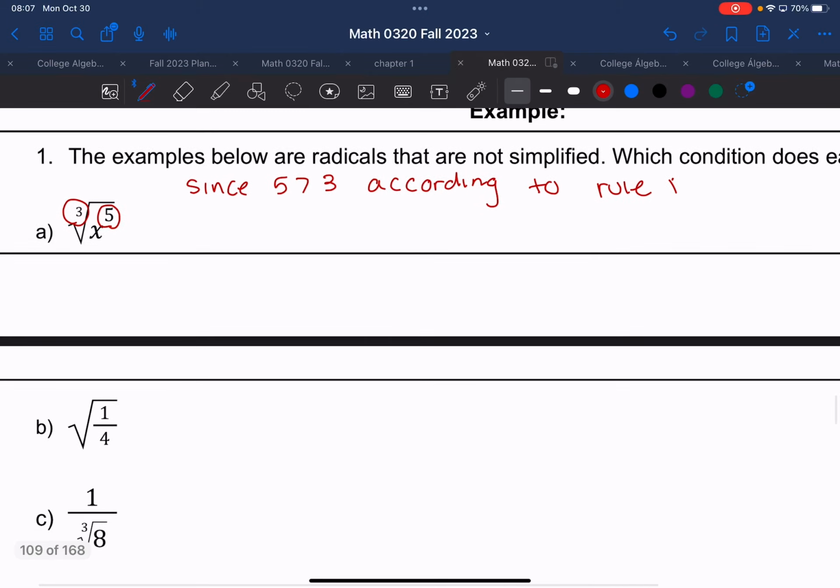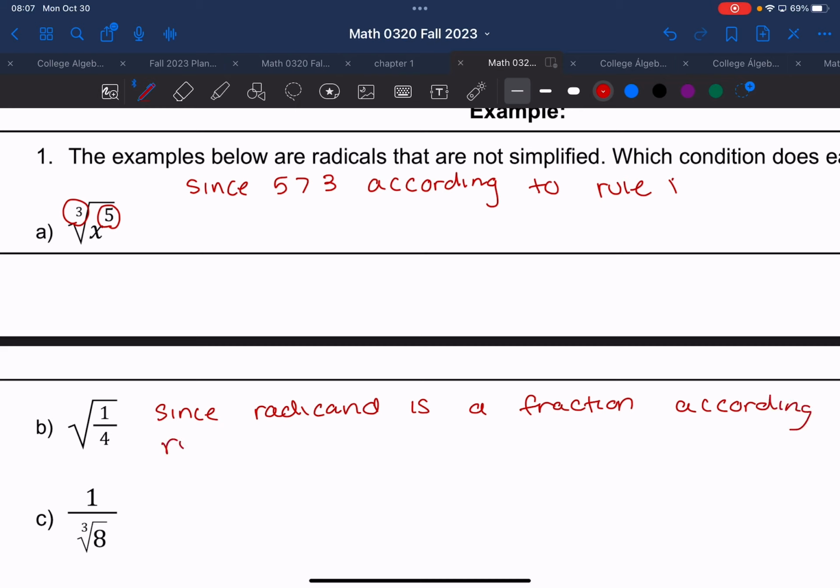Okay. Why can't B be simplified? It's a fraction, and what rule says we can't have a fraction? Rule 2. So since the radicand is a fraction, this is according to Rule 2.